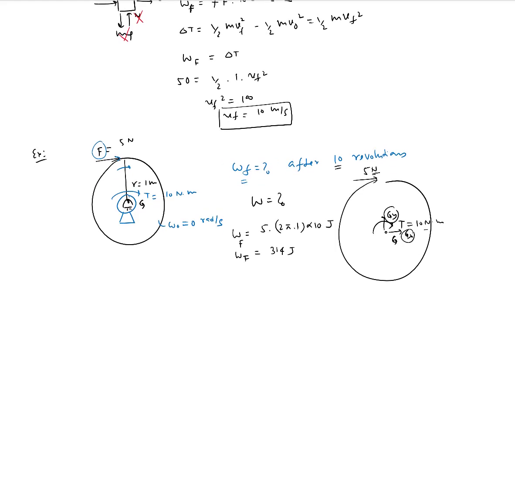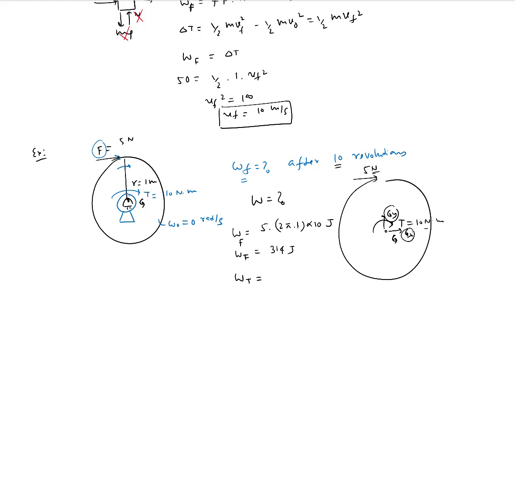Okay. Then we also have the work done due to the torque. What is the work done due to torque? We know that it is torque times delta theta, right? So T times delta theta. T is given to you as 10 Newton meter, and delta theta would be equal to 2 pi times 10, because 2 pi is the radians for one revolution, times 10. So we get 200 times pi, right? That's 200 times 3.14, so that would be 628 joules.